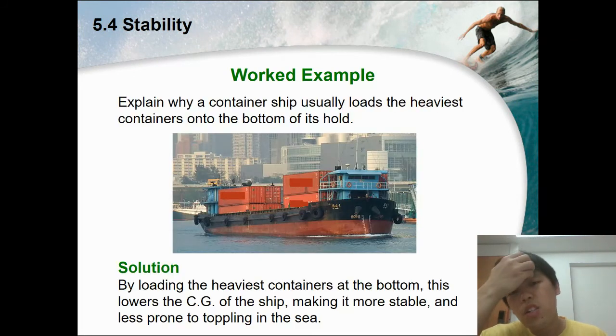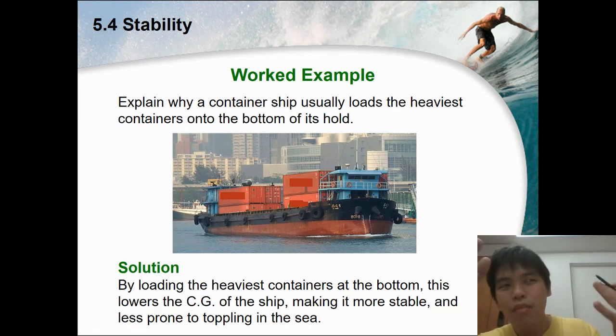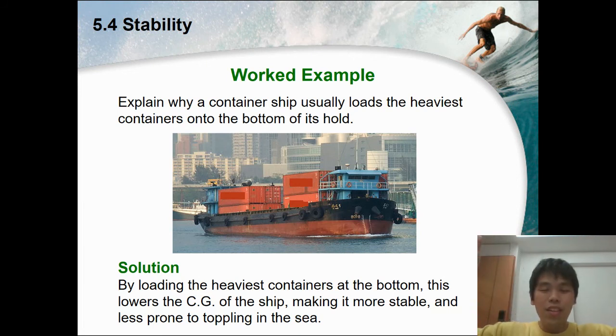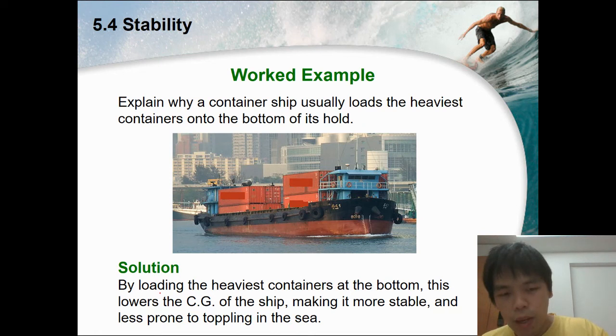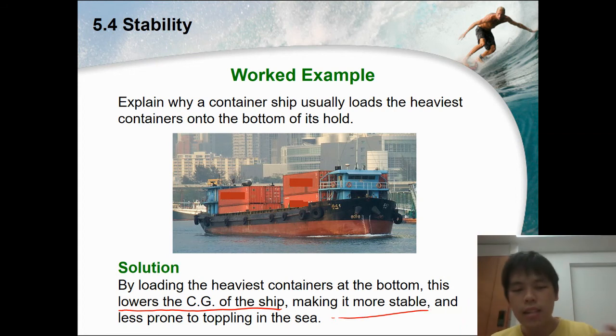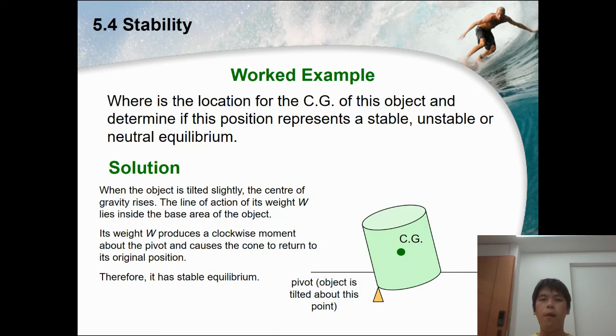Explain why a container ship usually loads the heaviest containers onto the bottom of its hull. That means why do we load all the heavy stuff at the bottom? Familiar? We want to make the center of gravity as low as possible. So by loading the heaviest containers at the bottom, this lowers the center of gravity of the ship. It makes it more stable and less prone to toppling. So remember, always bring in center of gravity to explain why things become more stable.